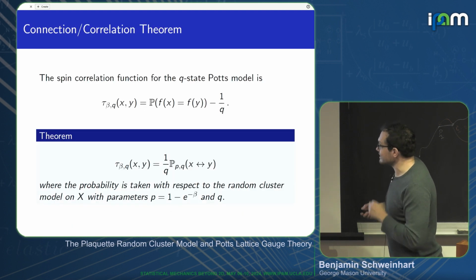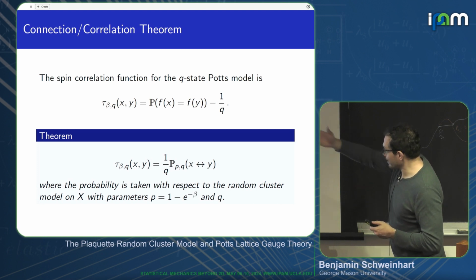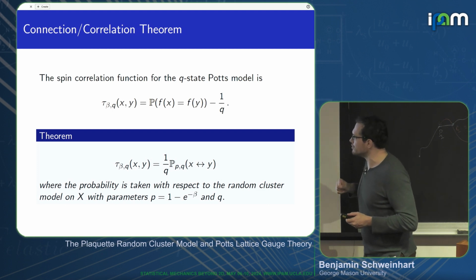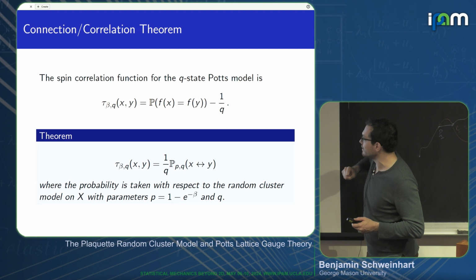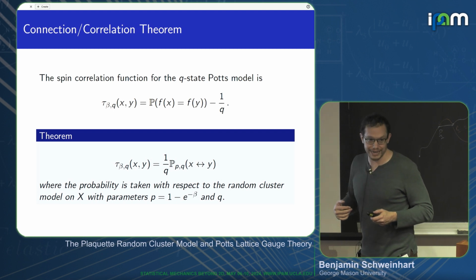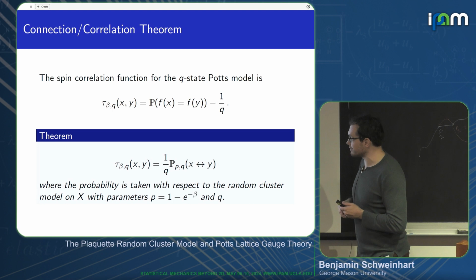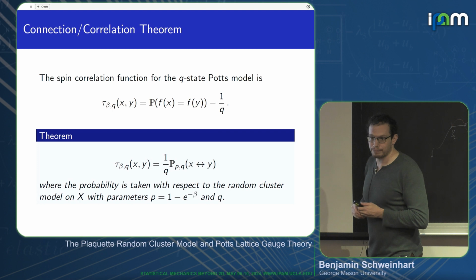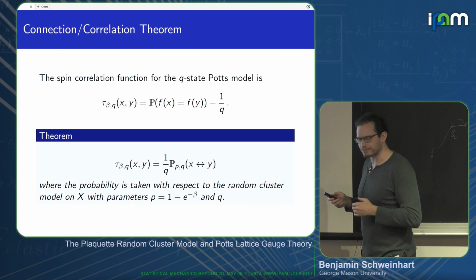And what makes this coupling especially useful is that you can relate your order parameter of interest. Your spin correlation function of the q-state Potts model tells you how much the probability that 2 spins on vertices agree differs from the probability that you roll a q-sided die for each. And the connection correlation theorem tells you that your spin correlation function is just 1 over q times a topological quantity, which is the probability that the vertices are connected in the corresponding random cluster model.